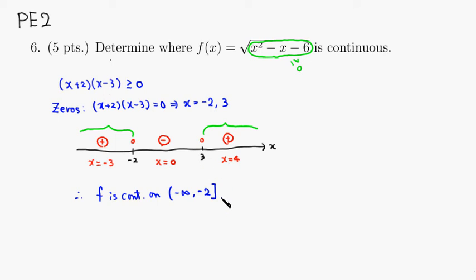And also on, starting from 3, I'm going to use a square bracket because I want to include 3, all the way to positive infinity. So those are the intervals where this function is continuous. That's it. I hope that this was clear.